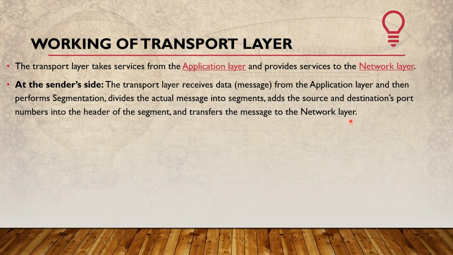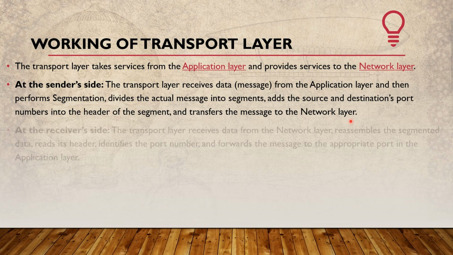See, when the application layer sends any data and the transport layer receives it, it will do the segmentation, and it will add the source port and destination port. The port numbers and all we will be seeing in upcoming classes. Those source and destination ports will be added in the segment header, and then it transfers the messages to the network layer.